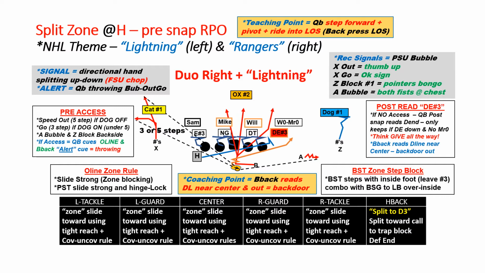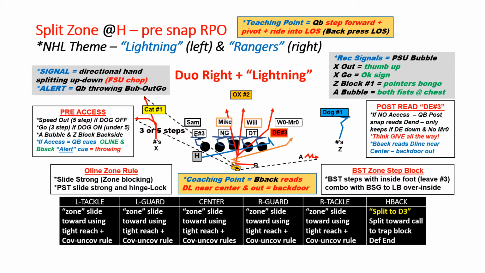to the X receiver. If we don't have access, meaning that those Sam and Will backers are out of the box, now we have good numbers, 6 to block 6, so then it would be a give to the back all the way.